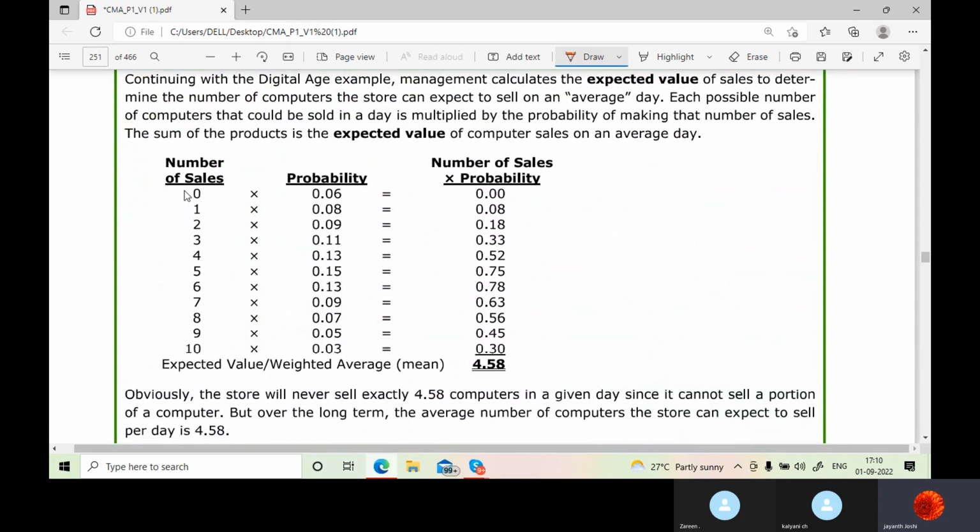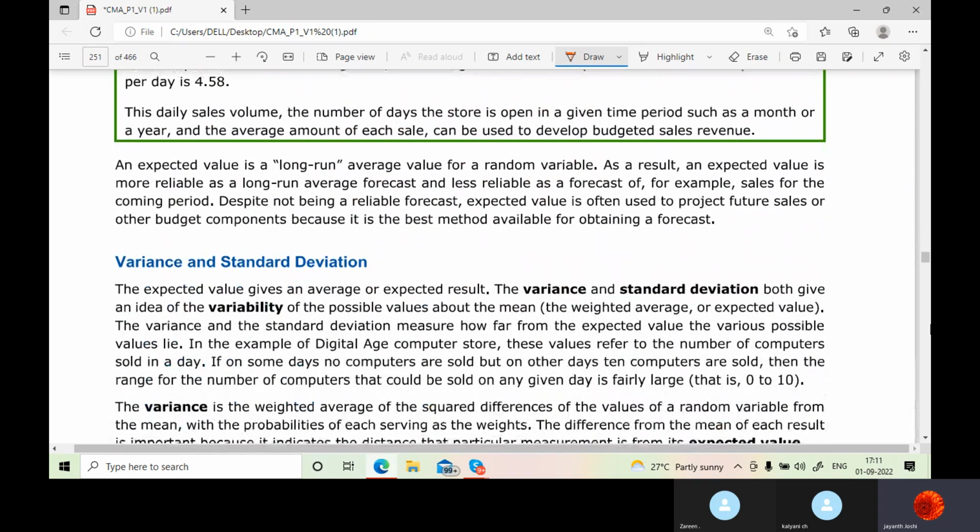So here it is number of sales, here it is probability. When you multiply the observation with probability, you get the expected value at the end. Correct? Or weighted average mean. So they have multiplied all the observations with the probabilities and they have got the expected value. You can do this, then I'll move forward.